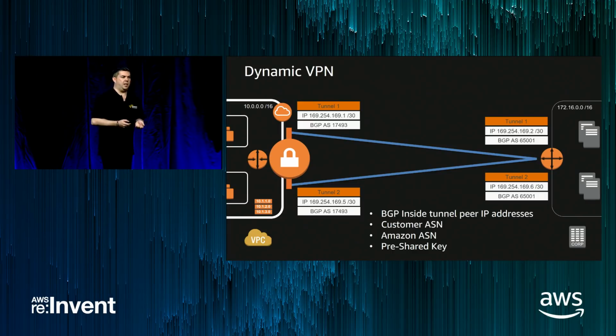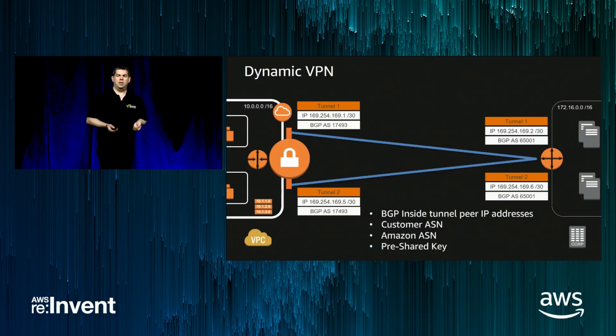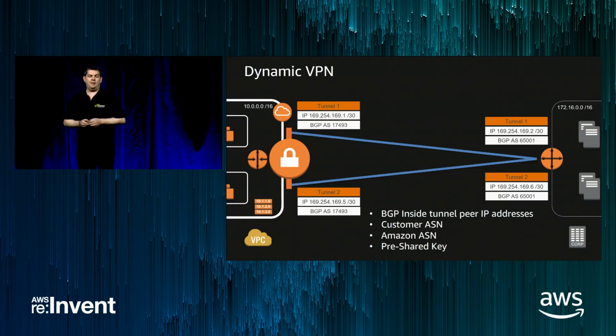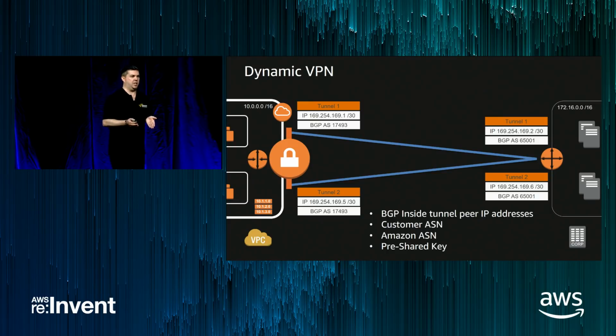So a dynamic VPN is where we use BGP within the IPsec tunnels to exchange routing information between the two ends of the connection. So the example you can see on the screen here, we've got our virtual private gateway on the left-hand side and the 2 endpoints that we provide for the VPN connection, connecting back to your customer gateway.